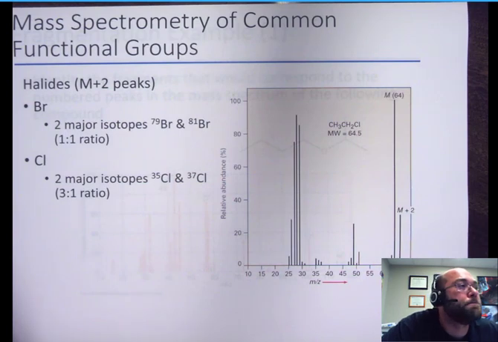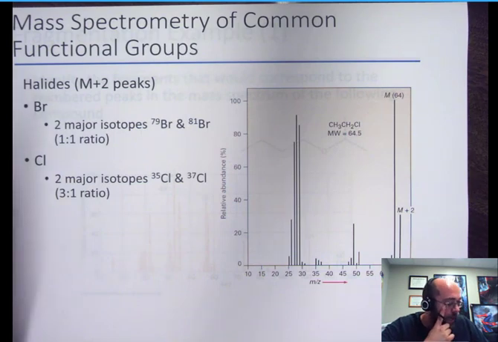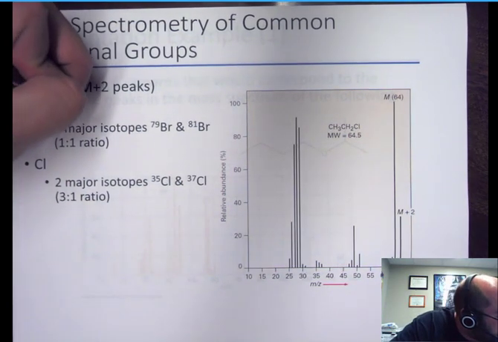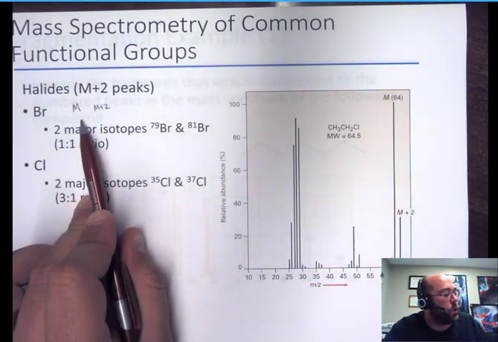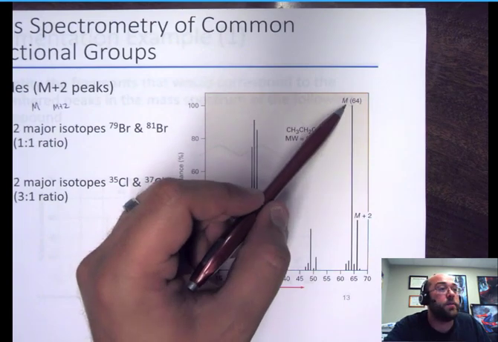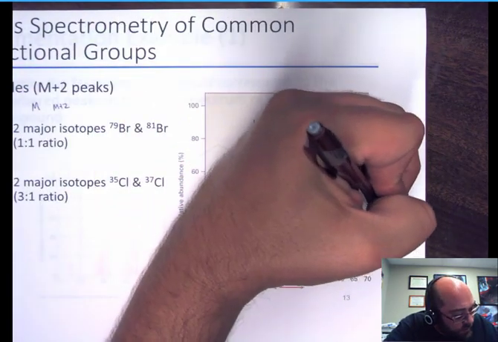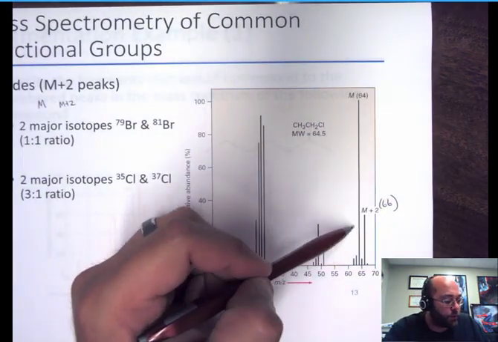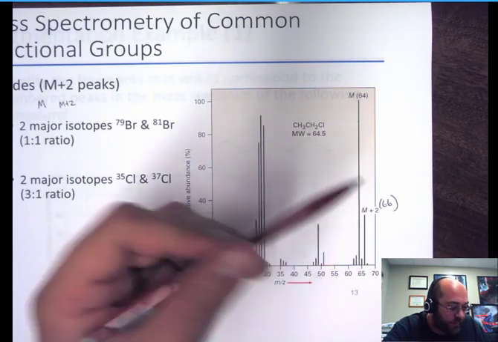For bromine and chlorine, they have two major isotopes. They have an M and then an M+2 isotope. So you're going to see these at 64 and then an M+2, which is actually at 66. Those are two very prominent peaks. We're not talking about this one at 65. We're talking about this one at 66.